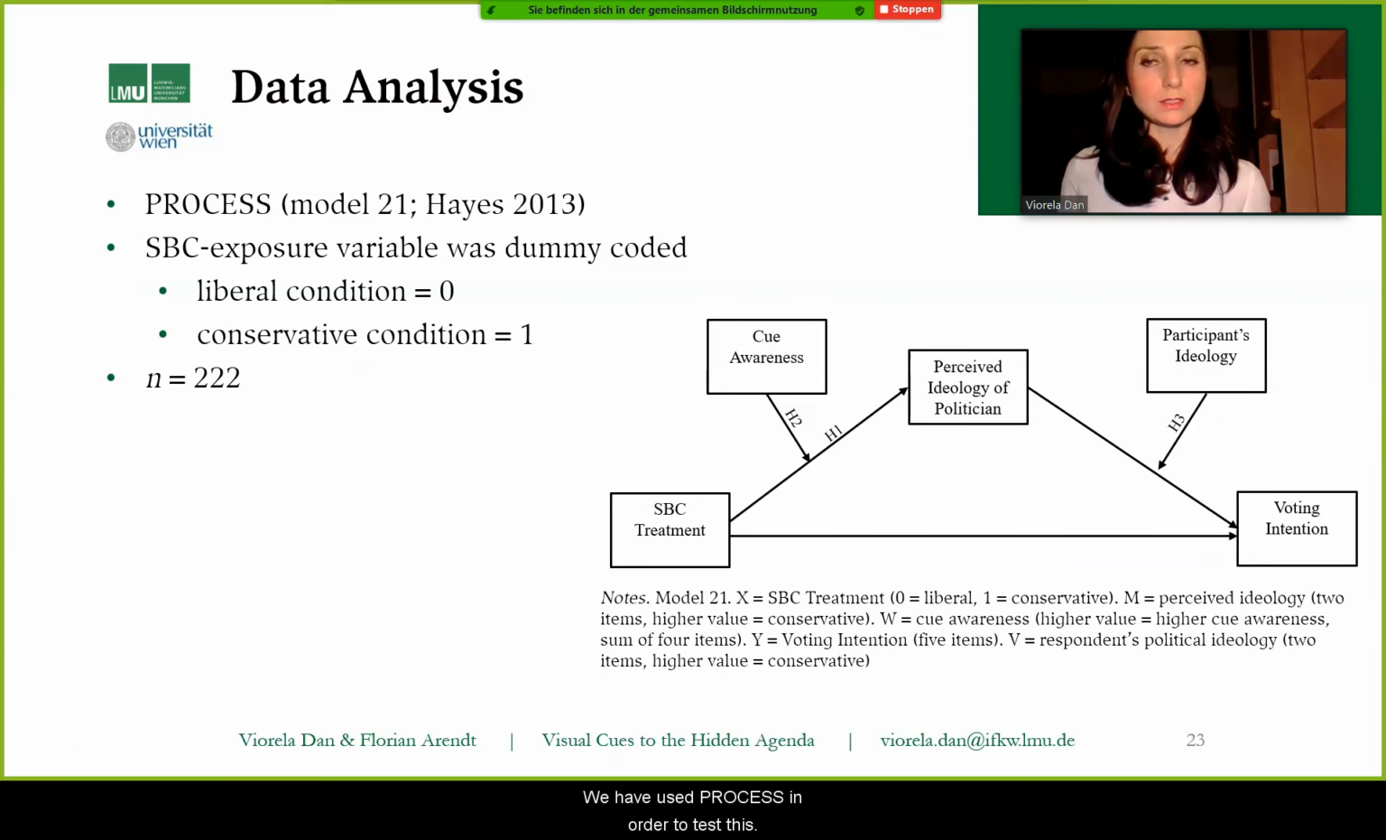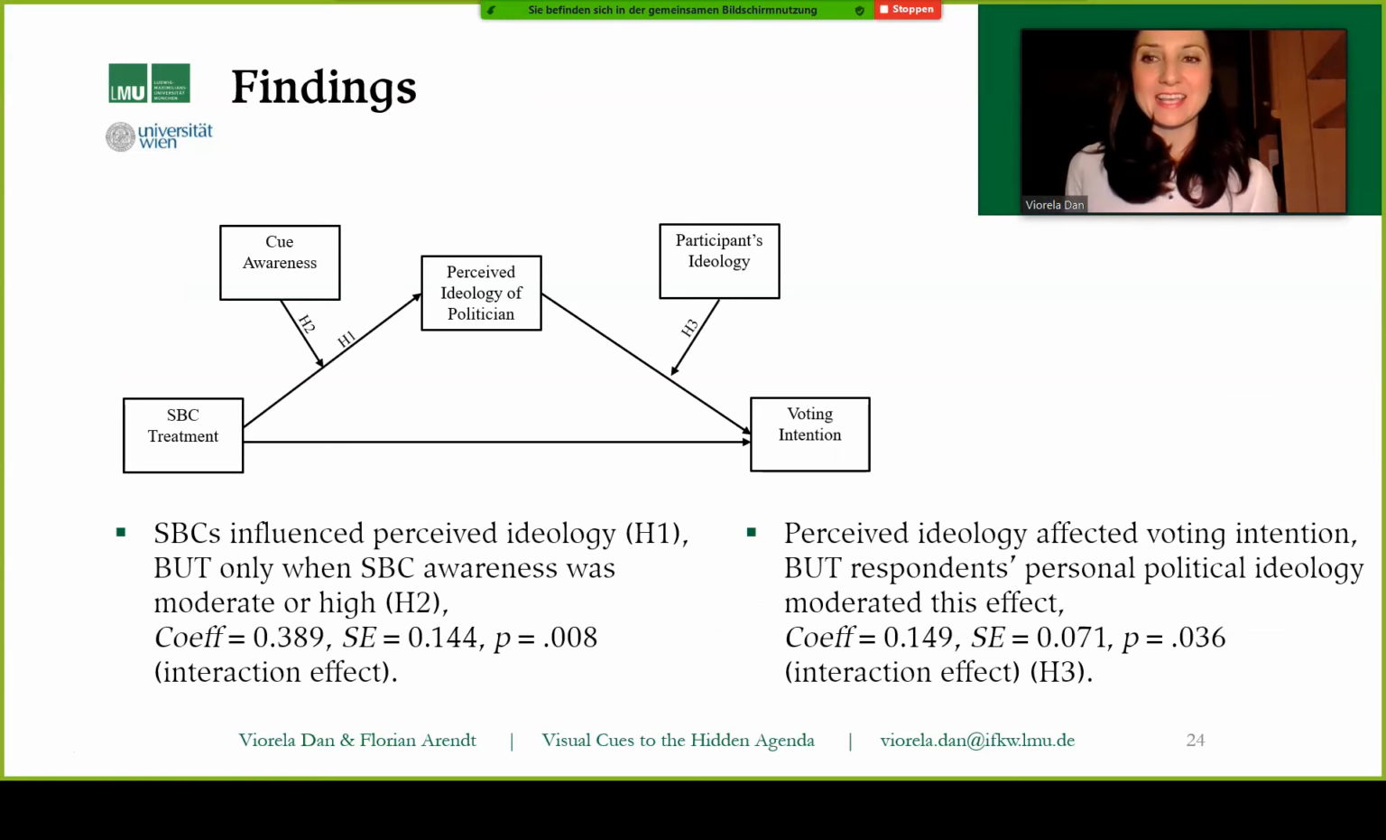We have used PROCESS in order to test this. And here come our findings. So we have found that SBCs have indeed influenced perceived ideology. However, only when SBC awareness was moderate or high. In addition, we have found that perceived ideology had affected voting intention, but that respondents' personal political ideology has moderated this effect.